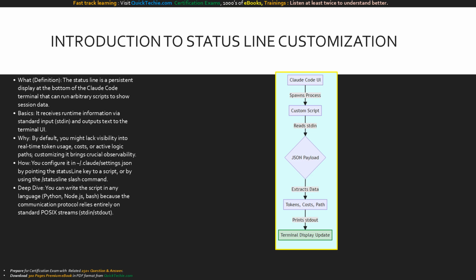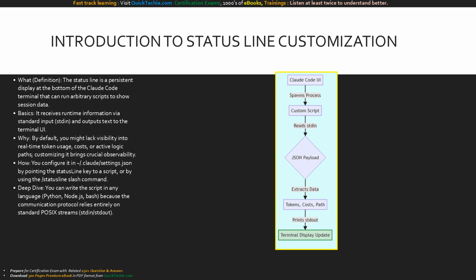Let's begin by defining what status line customization is. The status line is a persistent display at the bottom of your Claude Code terminal that can run arbitrary scripts to show live session data. The basics are incredibly straightforward. Claude Code pipes runtime information into your script via standard input, and whatever your script prints to standard output becomes your new status line. Why should you care? Because having real-time observability into your token usage, costs, and current logic paths is essential for professional agentic coding.